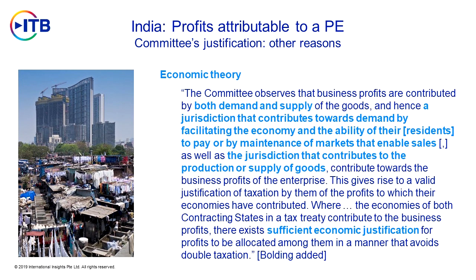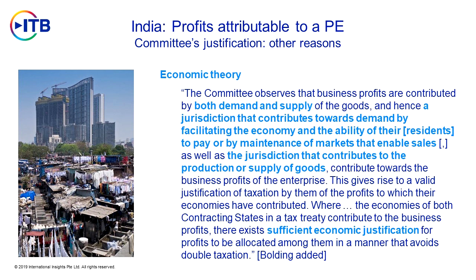In regard to economic theory, the committee concludes in this way. The committee observes that business profits are contributed by both demand and supply of the goods, and hence a jurisdiction that contributes towards demand by facilitating the economy and the ability of their residents to pay, or by maintenance of markets that enable sales, as well as the jurisdiction that contributes to the production or supply of goods, contribute towards the business profits of the enterprise. This gives rise to a valid justification of taxation by them of the profits to which their economies have contributed.